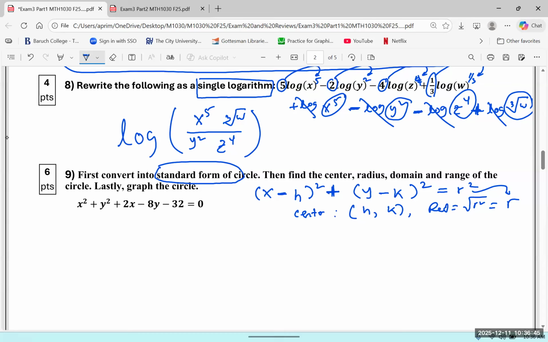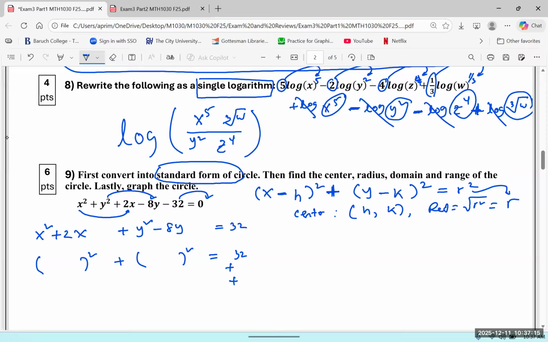So in order to get the completed square, we are going to put the x's together, the y's together, and bring the number to the other side. So we get x squared plus 2x plus y squared minus 8y, and then we have 32. Now we can complete the square easily. This should be plus something plus something. This should be the scenario. X will be here, Y will be here.